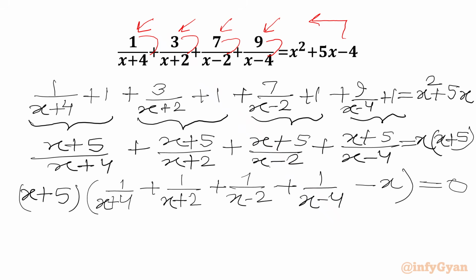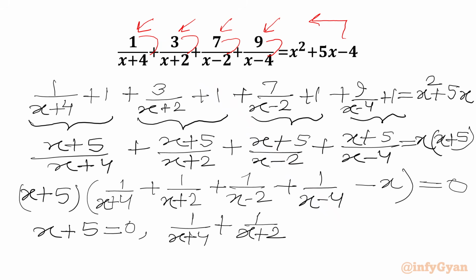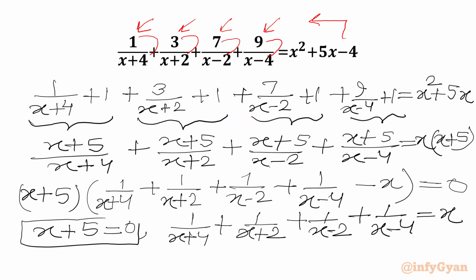Now we will be using the product 0 rule. So we will write either x plus 5 equal to 0, or 1 over x plus 4 plus 1 over x plus 2 plus 1 over x minus 2 plus 1 over x minus 4 minus x equal to 0. Now from the equation x plus 5 equal to 0, we will get the first real solution.